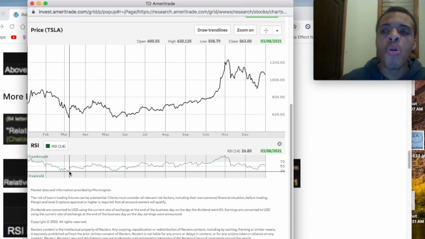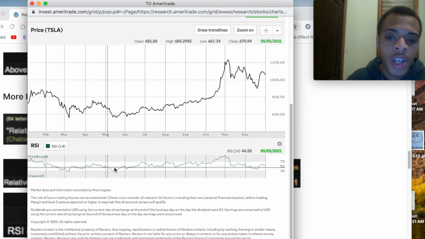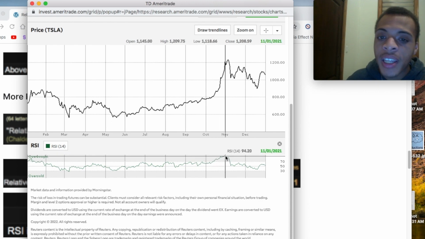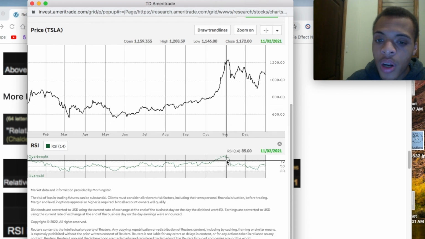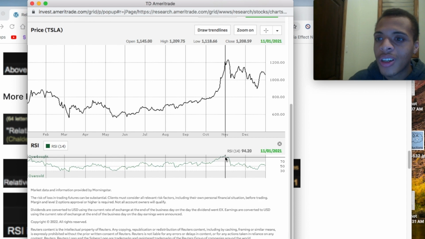So people who weren't scared and didn't get FUDed out of their position in Tesla, thinking it's going to crash, they made bank this year because they knew the charts. And as you see, when it hit its all-time highs in November, just before that, it got up to a 94. You're not buying that. Don't buy that, y'all. Do not buy that. Don't.